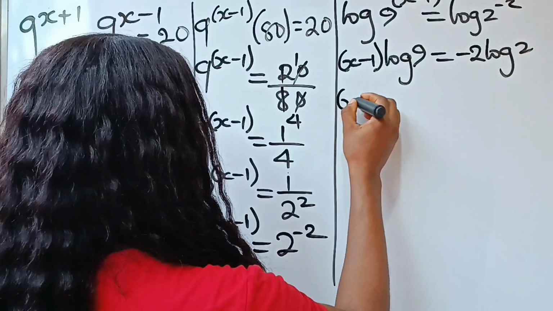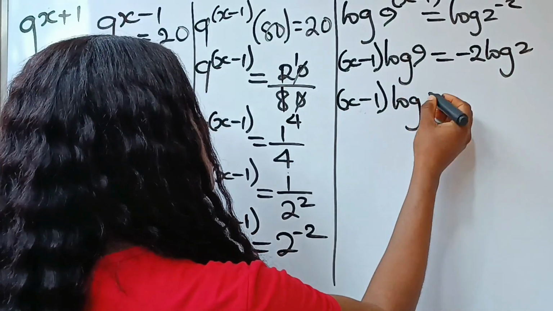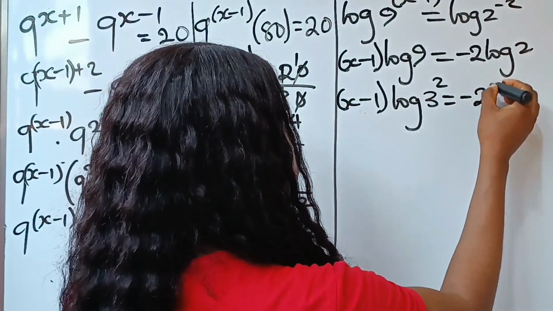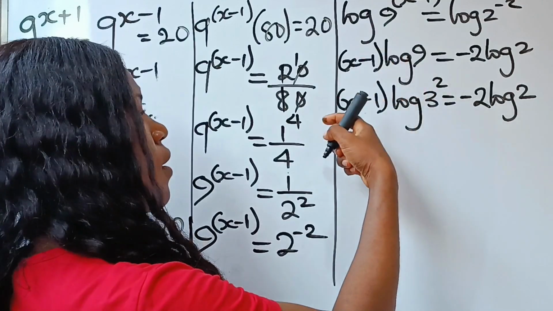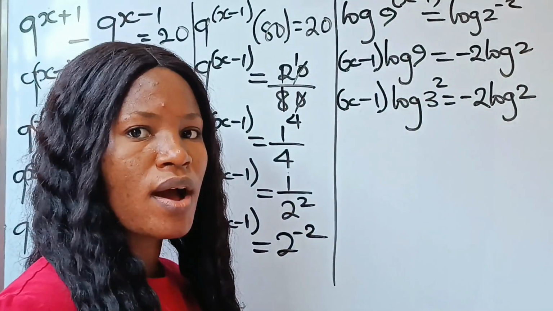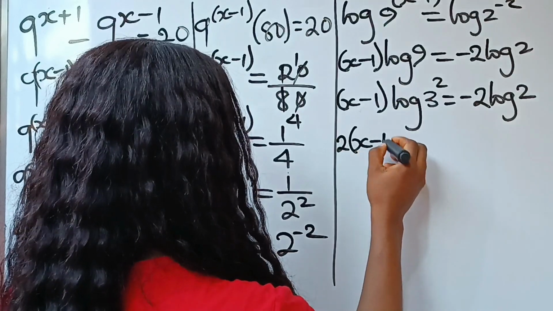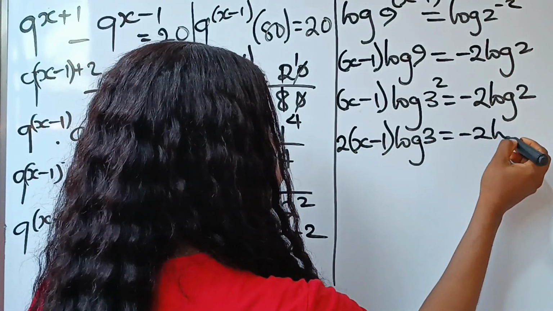Now we have x minus 1 log 9, which is the same thing as 3 squared, is equal to minus 2 log 2. Now this 2 will come down as well to multiply what we have here. So if it comes down, we are going to have 2 brackets x minus 1 log 3 is equal to minus 2 log 2.